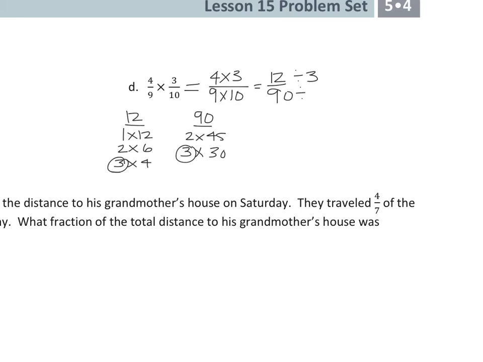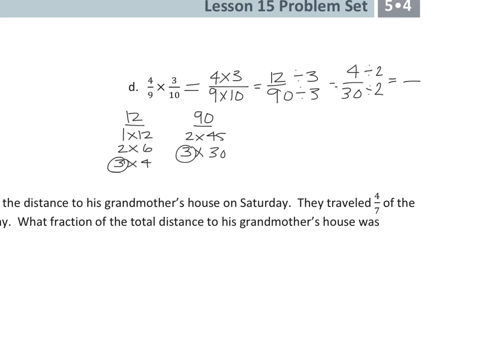So we have 3 and 3. 12 divided by 3 would give us 4. And 90 divided by 3, if you look over here, will give us 30. Now I'm looking at this, and one clue is telling me this is not in simplest form, because 4 is an even number and 30 is an even number. When they're both even numbers, I can also say, let's divide the numerator and the denominator by 2.